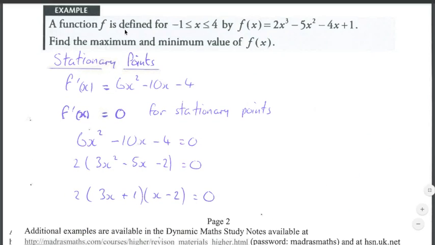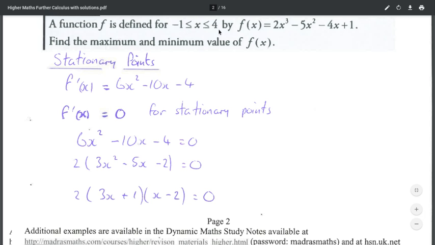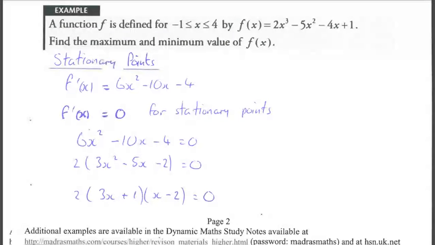A function f is defined between -1 and 4 by f of x. Find the maximum and minimum value of f of x. So first step, find the stationary points. Again, as I mentioned in the first video, go back and have a look at lesson 7 in the differentiation playlist if you need to refresh your stationary point knowledge.